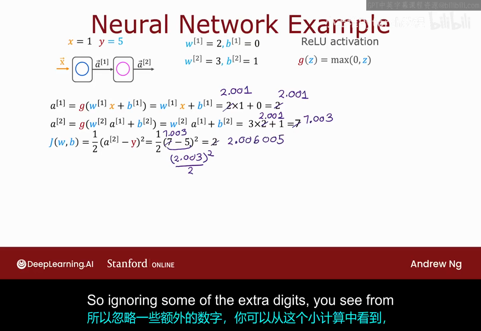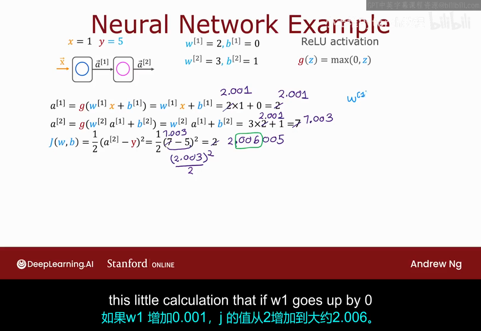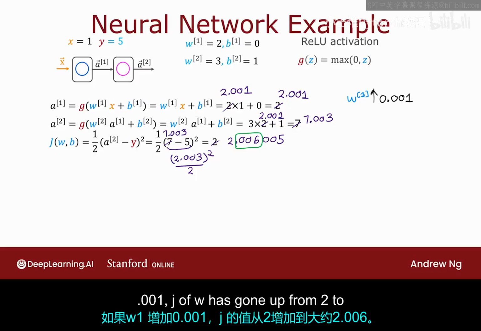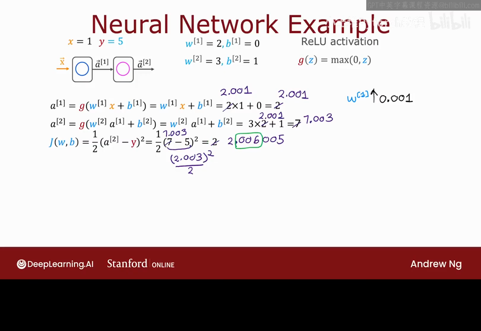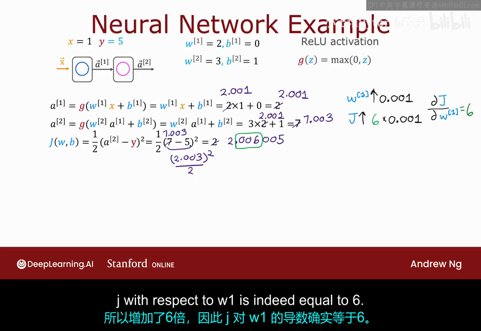2.003 squared over 2, which turns out to be equal to 2.00605. So ignoring some of the extra digits, you see from this little calculation that if w1 goes up by 0.001, J of w has gone up from 2 to 2.006, roughly. So 6 times as much. And so the derivative of J with respect to w1 is indeed equal to 6.